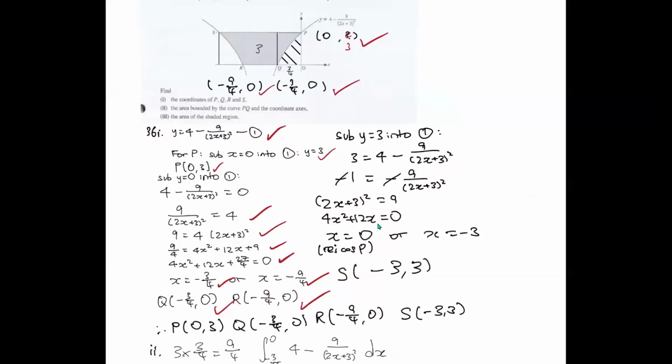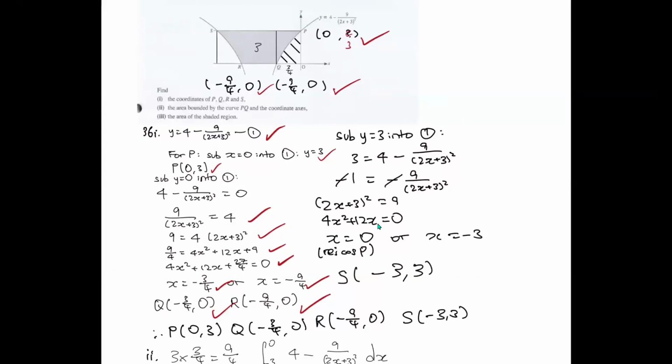What's missing? We're still missing a point. What point? Mic test, are you still there? Yeah. Okay, what point are we missing now? Yes. You got P, Q, and R already. So now it's just S.